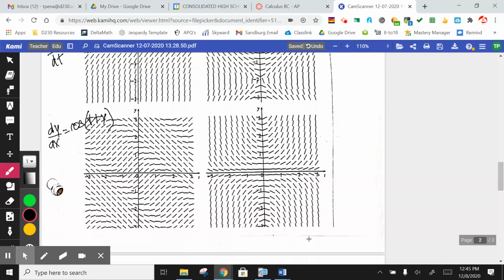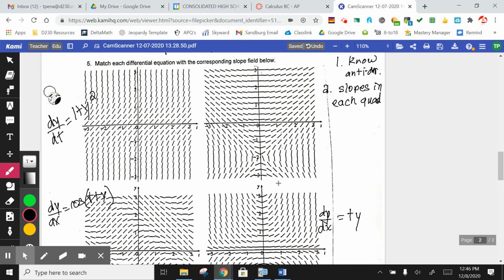If we look at the bottom right-hand, it's actually the one we just did, right? Isn't that what we just did, x times y? So notice positive slopes always in the first quadrant, negative slopes in the second, positive in the third, negative in the fourth. So this one has to be the x times y one, which we're just using t times y in this case. So that leaves us with this.